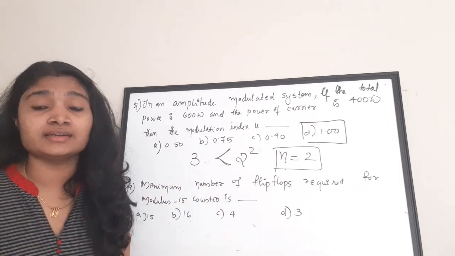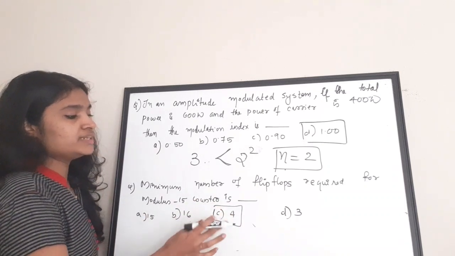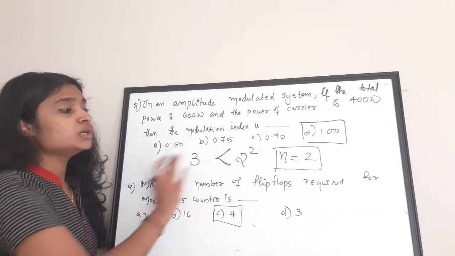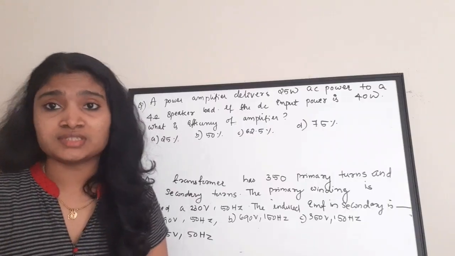Sorry, I forgot to tell the answer to the question. The correct answer is option C, which is 4. That is, you need 4 flip-flops to build a modulus 15 counter. Let us see the next question.